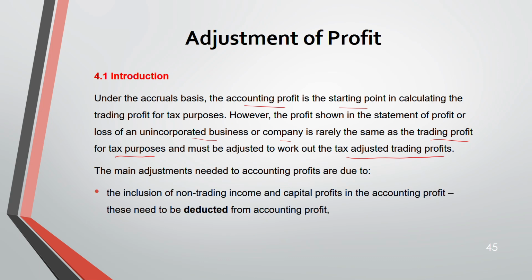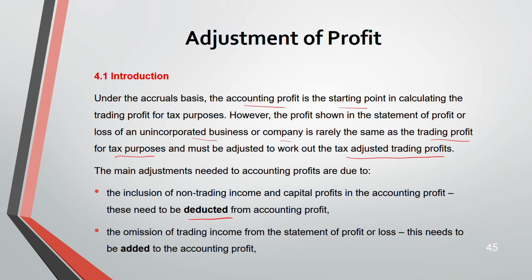So these are the main adjustments. Number 1, your non-trading income. If you have included non-trading income and capital profits in your accounting profit, now it has to be deducted from your accounting profit. If you have omitted your trading income, it needs to be added to the accounting profit.